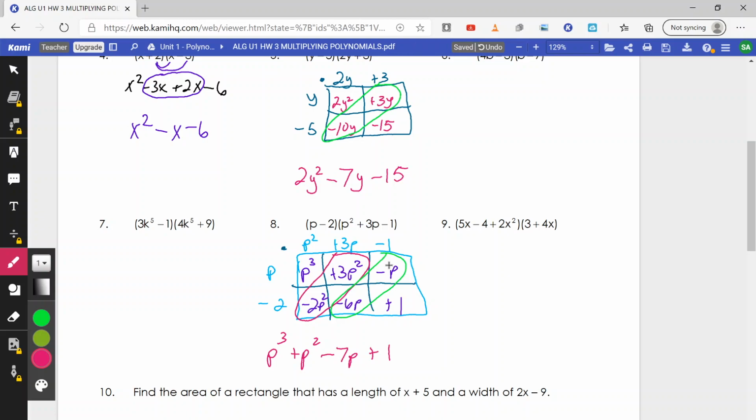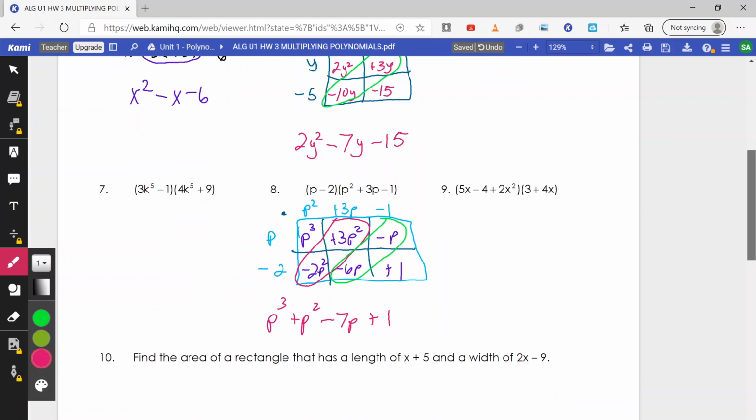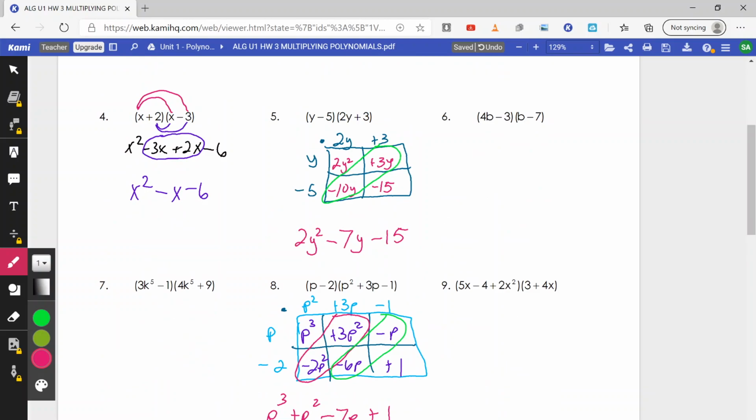Number 9 is a trinomial times a binomial. We'd be doing the same thing with the box method. Box method for binomial times binomial: notice the 2 guys on the side, 2 guys up top. And then distribution, first guy times both in the other parentheses, and then the second number times both in the parentheses. And that is multiplying with polynomials.